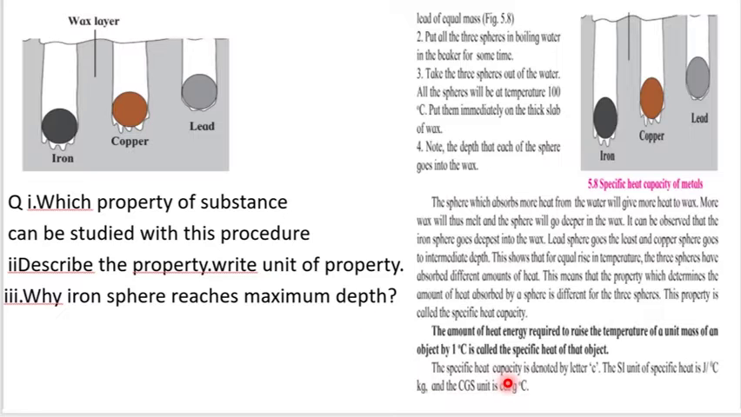The SI unit of specific heat capacity is joule per kg centigrade and the CGS unit is calorie per gram centigrade. Let us move to our next diagram-based question.